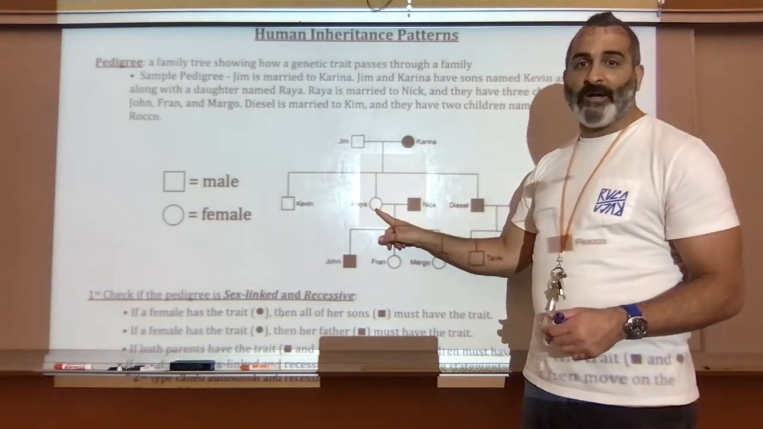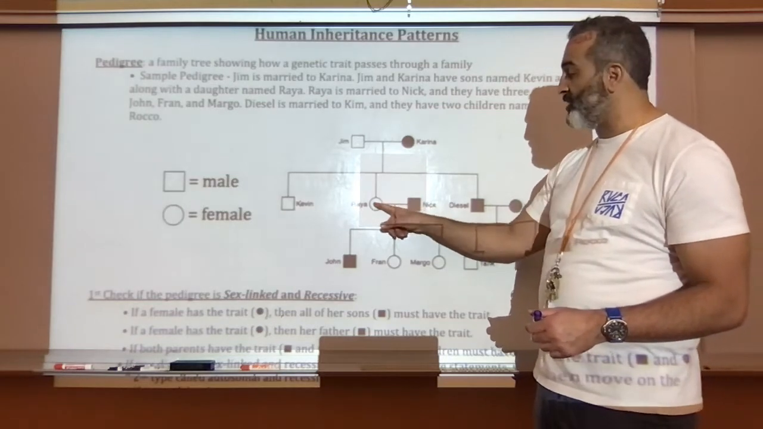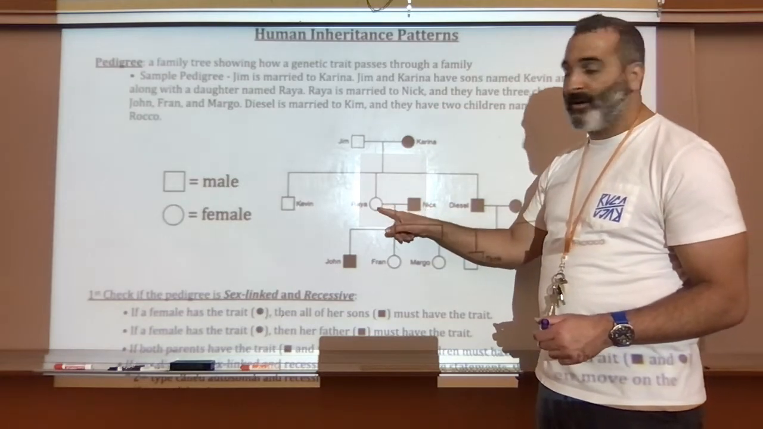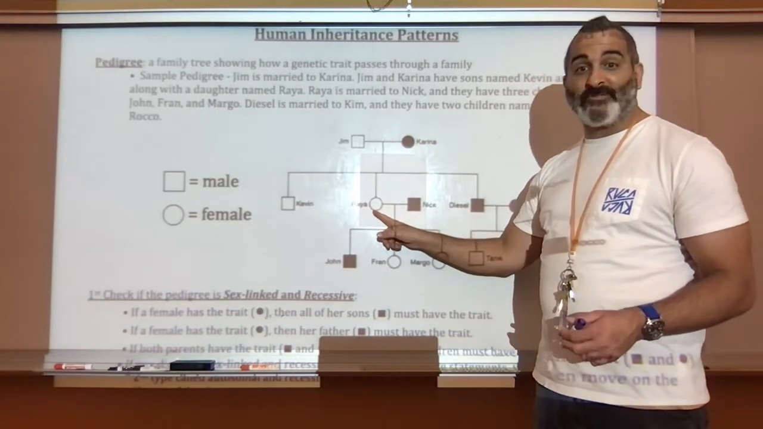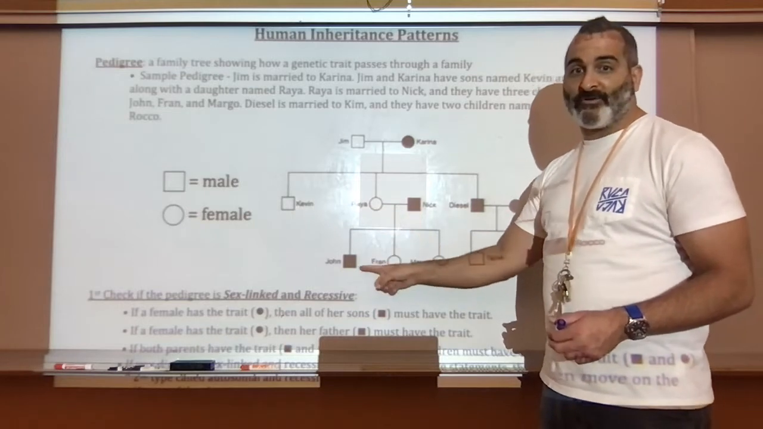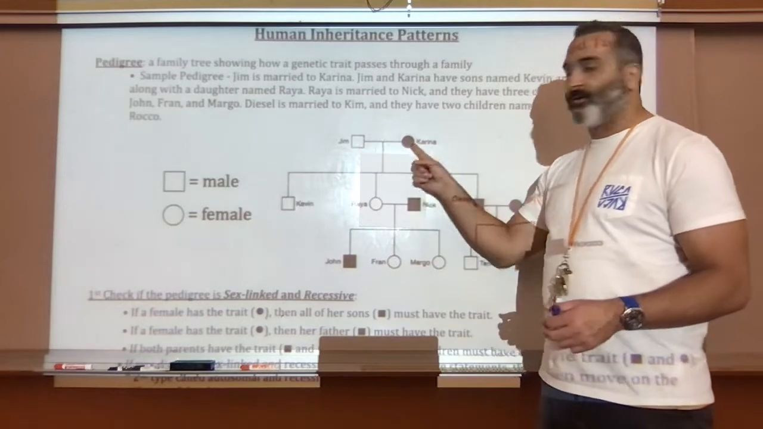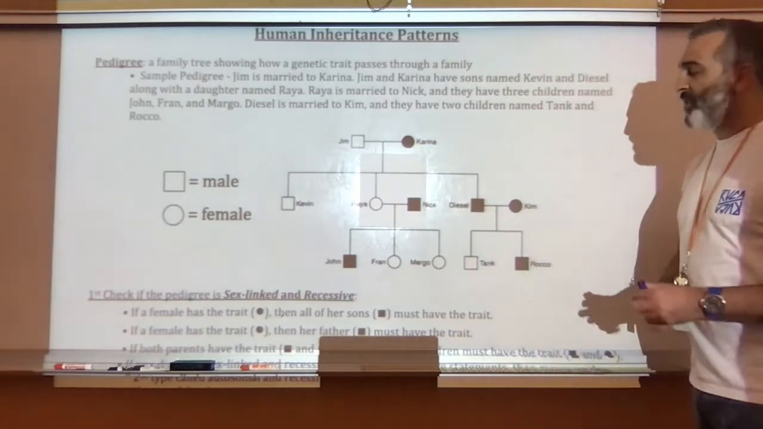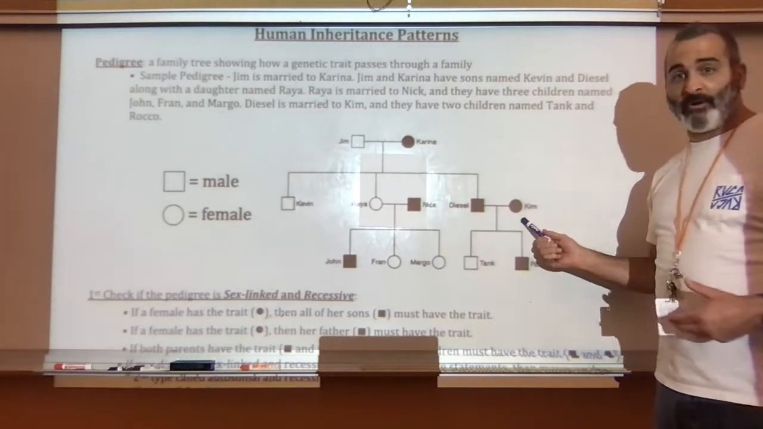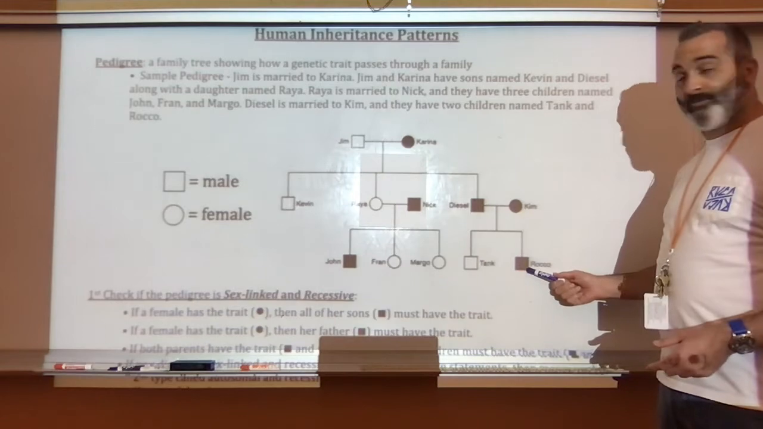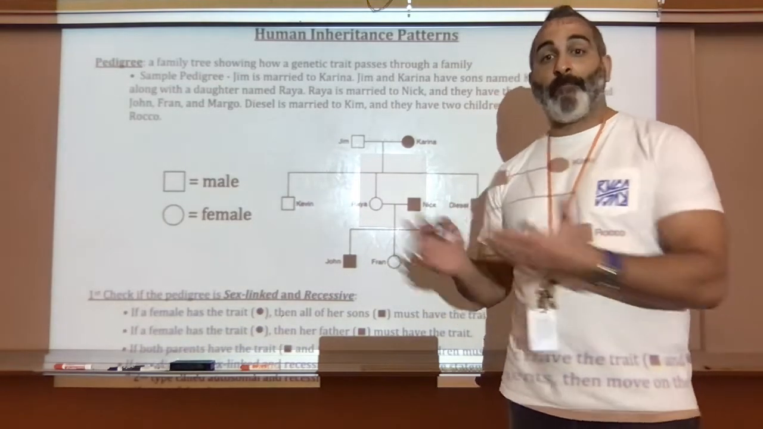Their second child is right here. This person is married to their daughter. This is Nick. Nick is married to Jim and Karina's daughter, okay? Their daughter's name is Rhea. They have children. These are their 3 children down here. So these are the grandchildren of Jim and Karina, okay? Over here, they have another child named Diesel. Diesel is married, you could say, to Kim, or has a mating partner named Kim, and then they produce 2 children, all right? So this is how you read and look at a pedigree.